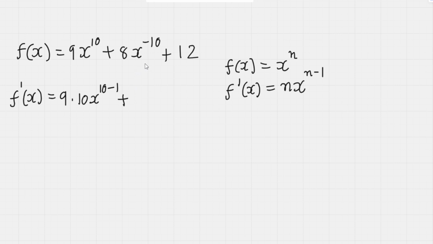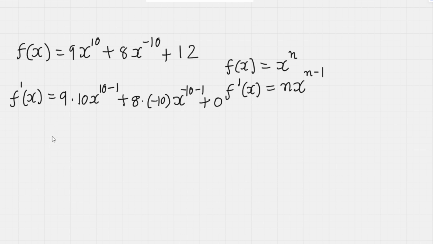the derivative of 8 x raised to minus 10. So 8 is a constant which is in multiplication, so we will keep it as it is. So 8 times minus 10 in front of x, and x raised to minus 10 minus 1, and plus 12 is a constant which is alone, not in multiplication with any x. So its derivative will be 0.